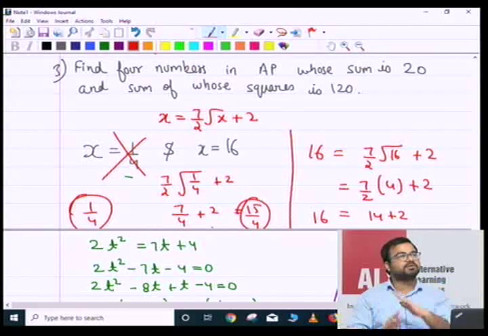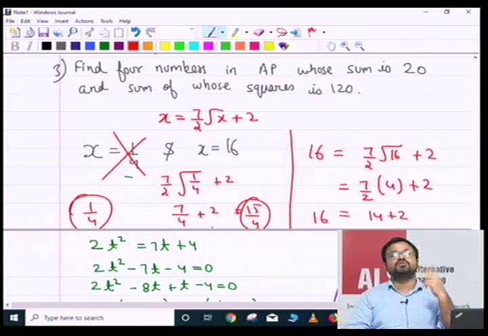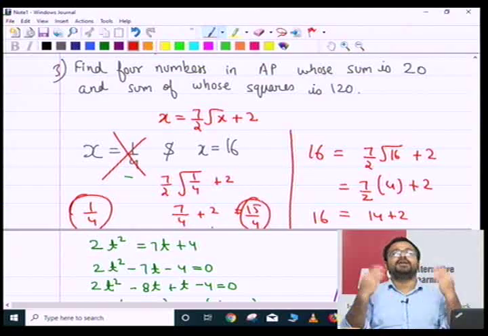If you are cubing on both the sides, taking cube on both the sides, you are increasing the solution up to 3 times. There will be 3 solutions. If you are squaring on both the sides, there will be 2 solutions. So you are creating an extra solution, that is known as extraneous solution.